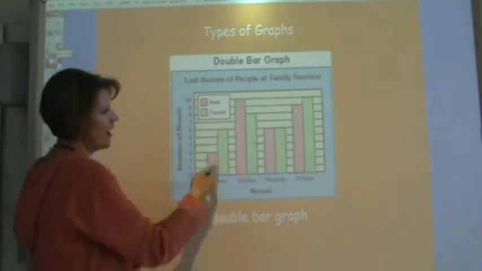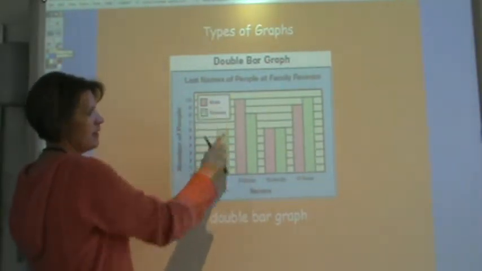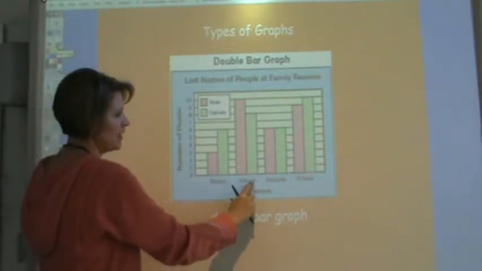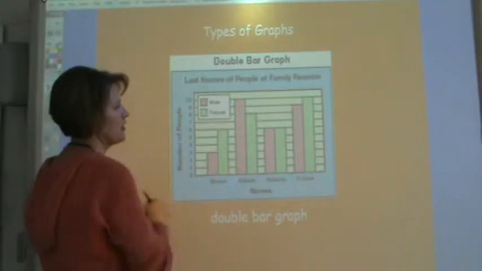This is a double bar graph, so same thing, but now you're comparing the two right next to each other. So we've got male and female color-coded for the Brown family, the Kildare family, the Roberts family, and the O'Hara family. Number of people in that family at a particular family reunion.